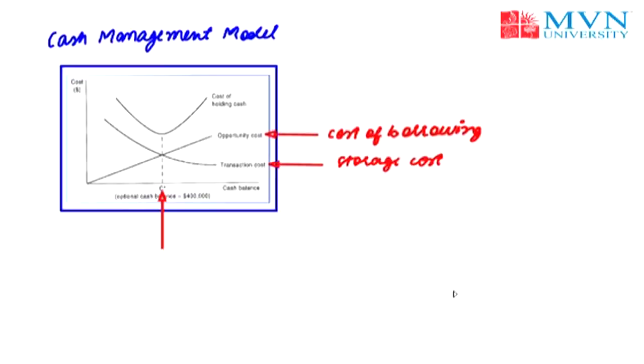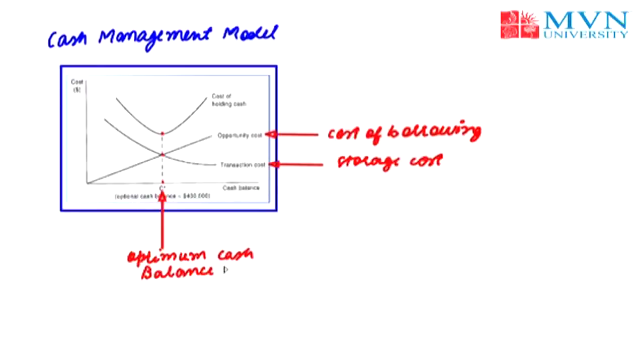You can see from the model that the optimum cash balance is reached at a point where the transactional cost cuts the opportunity cost, and at this point the total cost is at its minimum level, and this shows the optimum cash balance for a firm. So this point shows the optimum cash balance for a firm. Holding this optimum amount of cash in an organization will provide adequate liquidity to the organization.